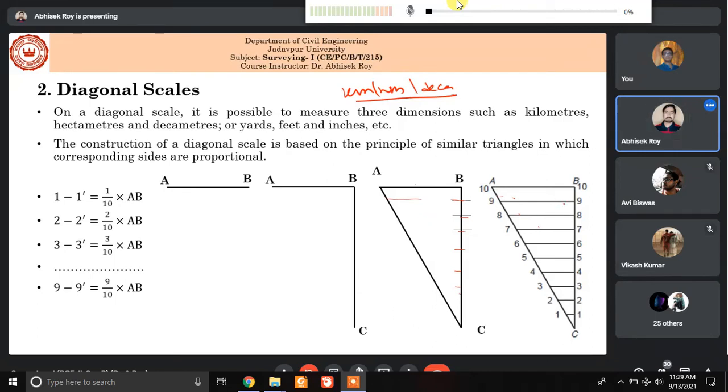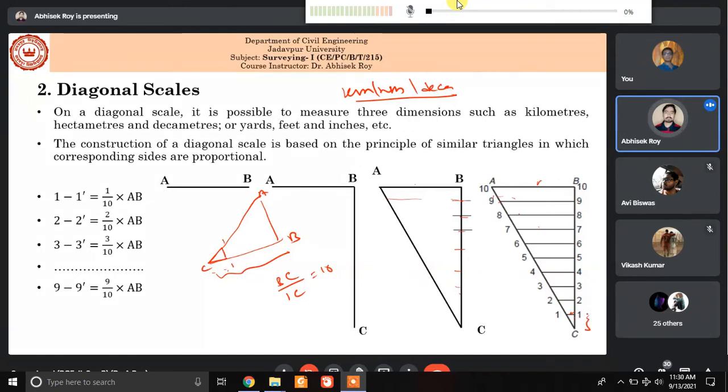Now you know that this 9 9 dash line basically represents 9 by 10th part of AB. As BC is divided into 10 parts, this smaller part is also 1/10 of it, because if you go by similar triangles, 1 1 C and ABC, BC is 10 times 1C, because you have divided BC into 10 equal parts.